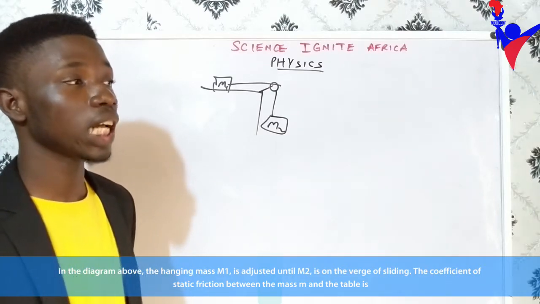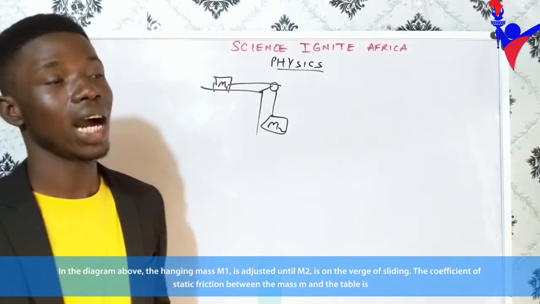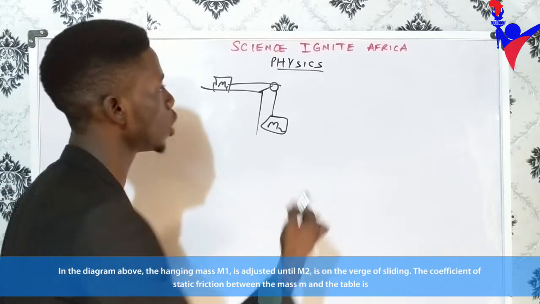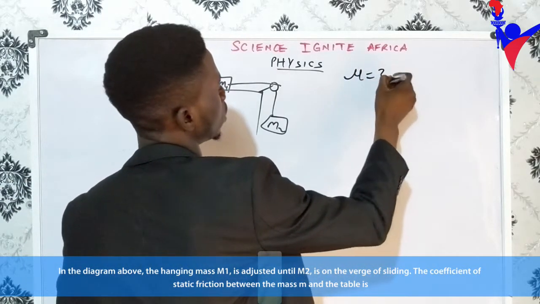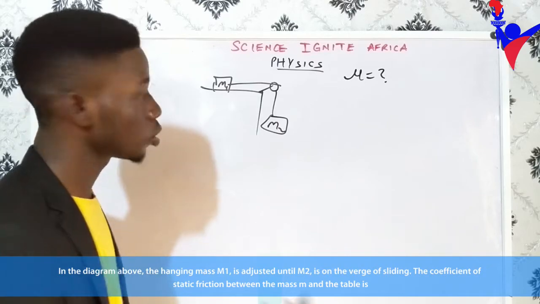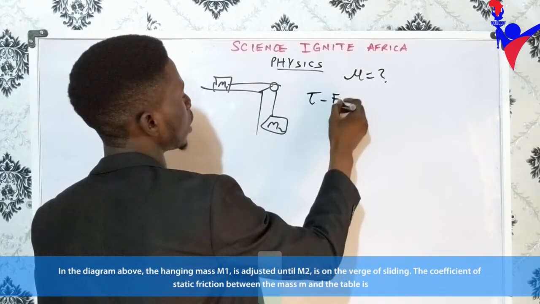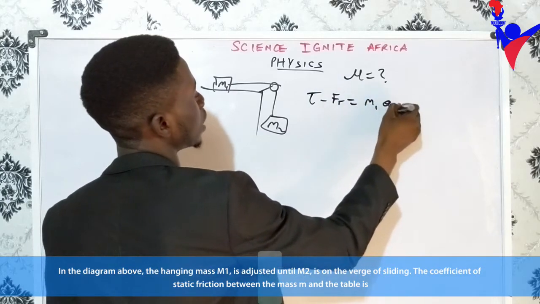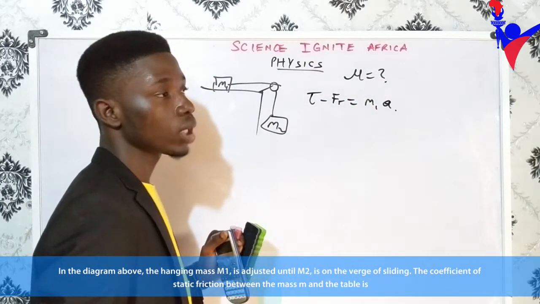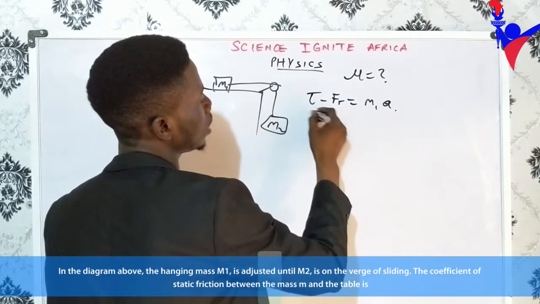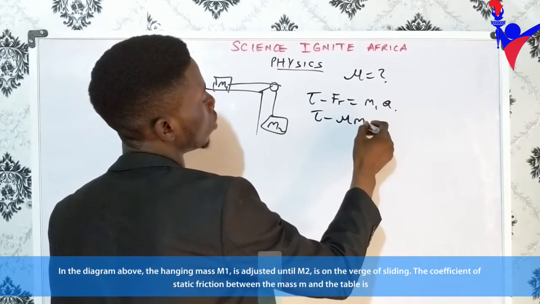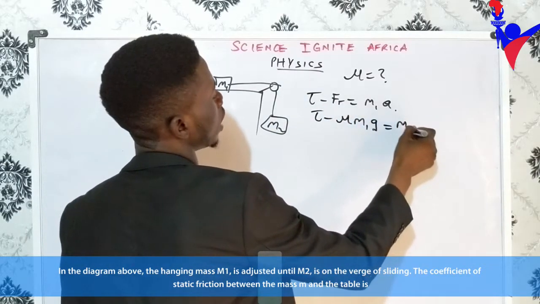That means that it's almost sliding. The coefficient of static friction between the mass M1 and the table is... So we are looking for the coefficient of static friction. Let's write our equations out. I won't waste much time on that. Since there's friction on this surface, we have T minus Fr equals M1 times acceleration. Now, if that's the case, then T minus mu M1 times G equals M1A.